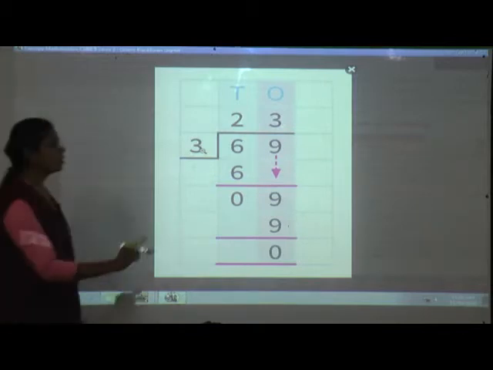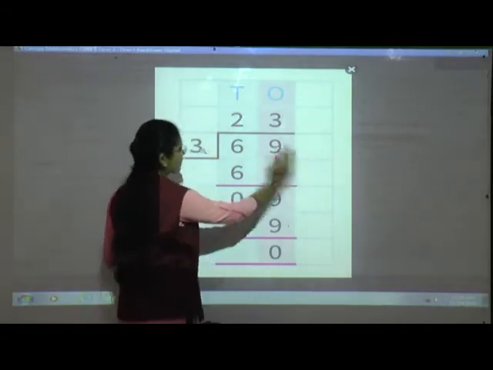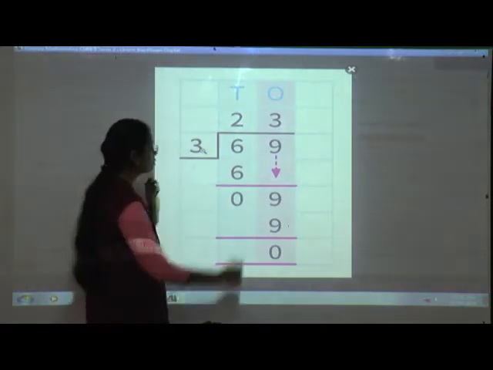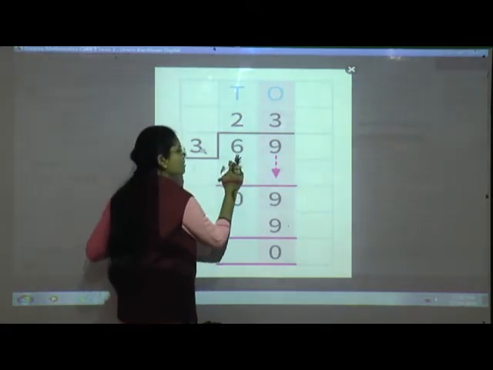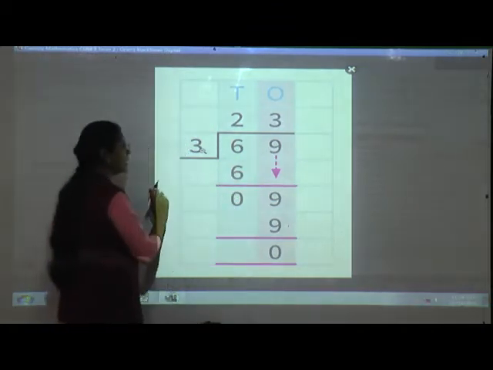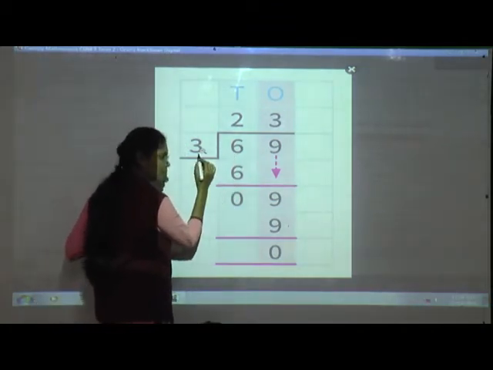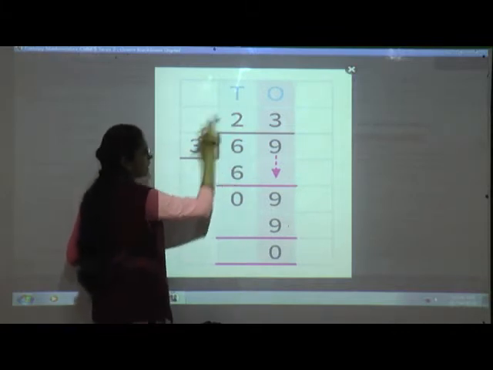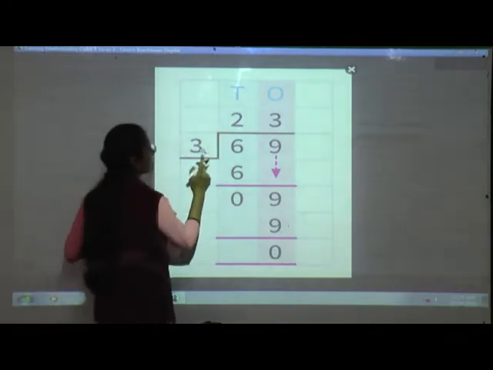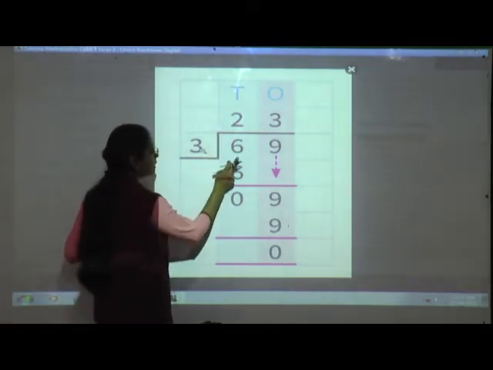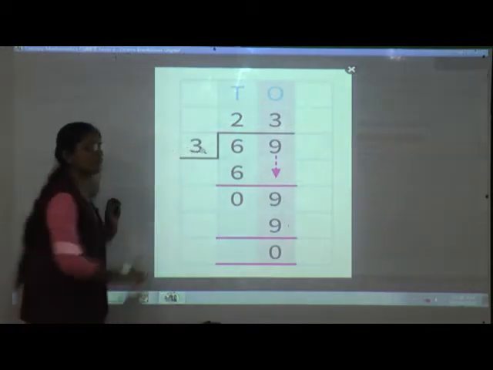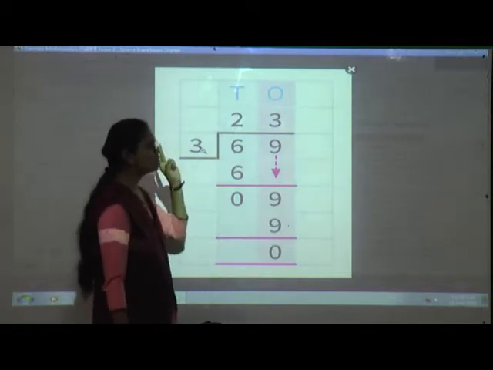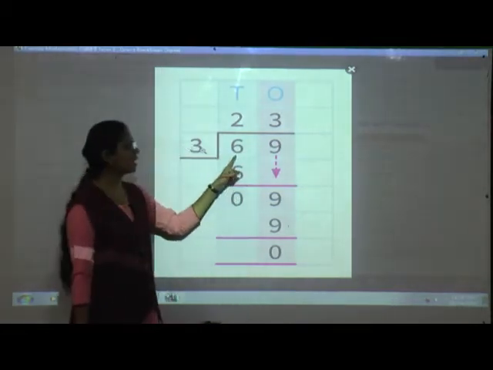Now in division we should always start from the left side. In 69, the number 6 is on the left side. First what we have to do? 6 divided by 3, because here 6 tens are there. 6 tens divided by 3. Now tell me, in 6 how many 3's are there? In 6 there are 2 3's.